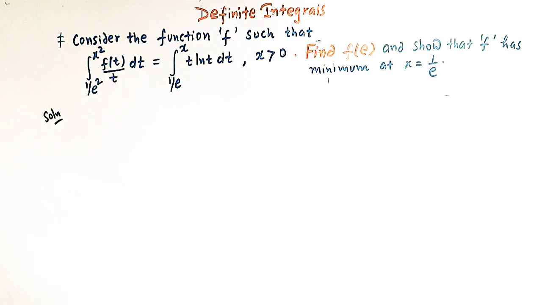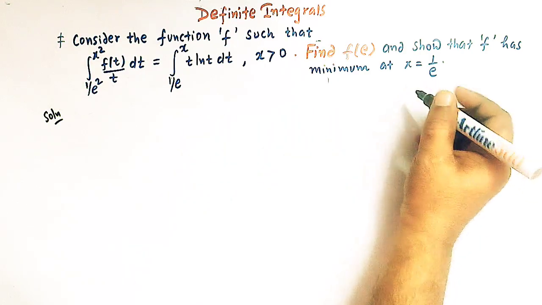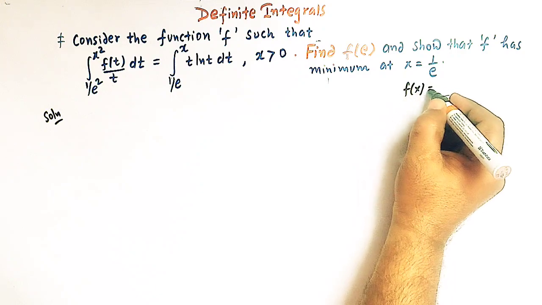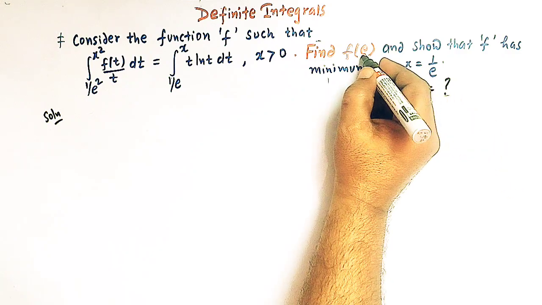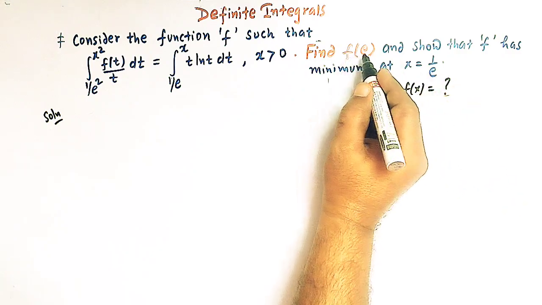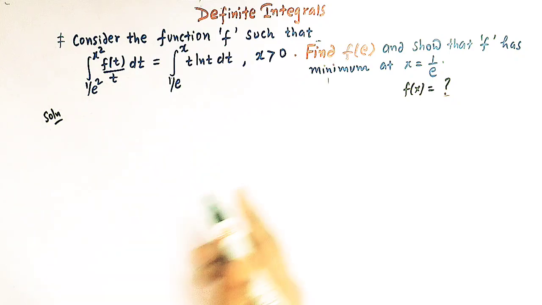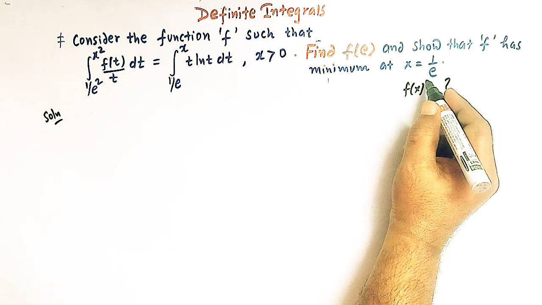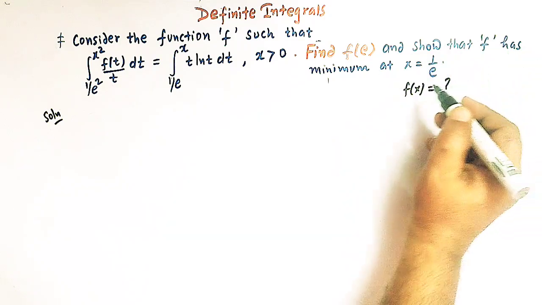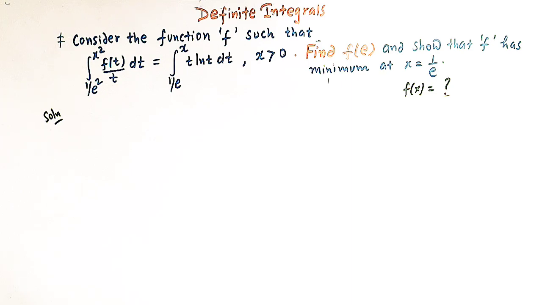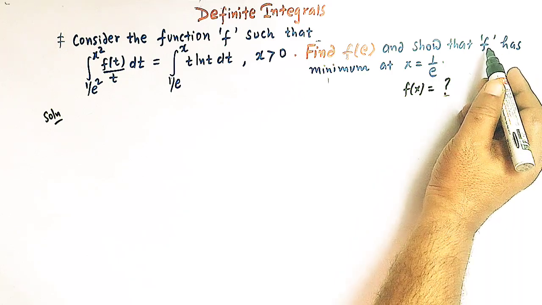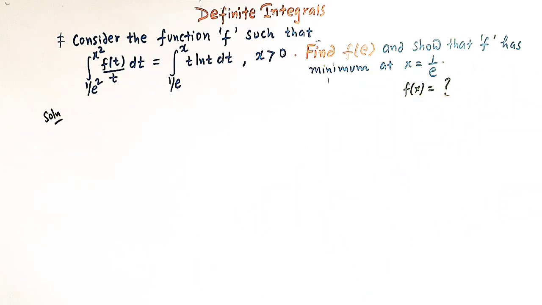So here our prime objective is to find out the form of the function, that is f of x, right? So once we get f of x, we can easily find out the value of f of e, where e is the exponential number, by taking x is equal to e in f of x. And then using the function f of x and using the concept of second derivative test for maxima and minima, we can show that the function f of x has a minimum at x is equal to 1 over e.